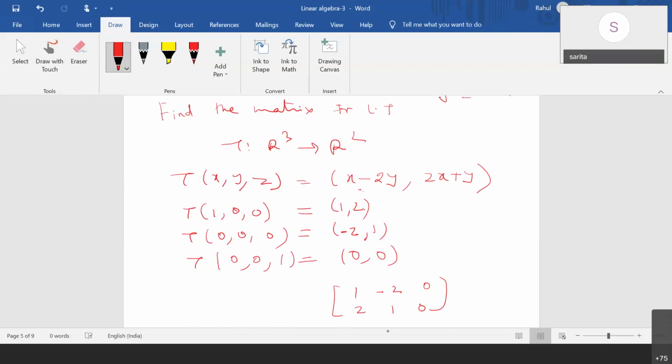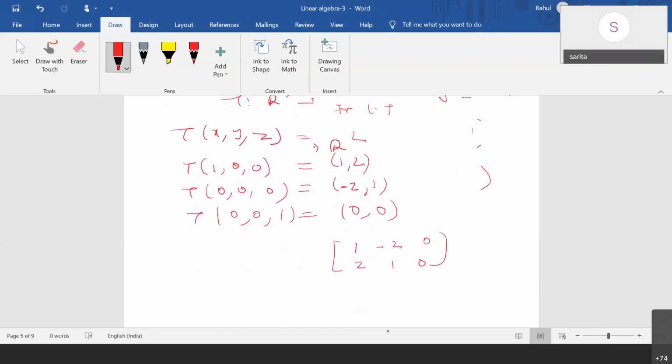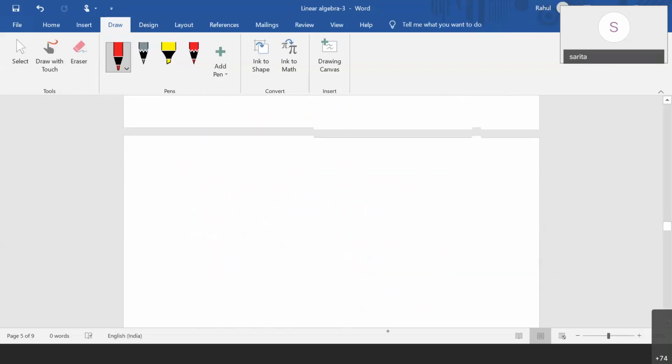This we have already done. Where it has come from is this 1, 0. This 1, 2 is actually coming from here, and then you can write it as a linear combination. This we have done. Now, if I have to take a non-standard basis, how are we doing that?